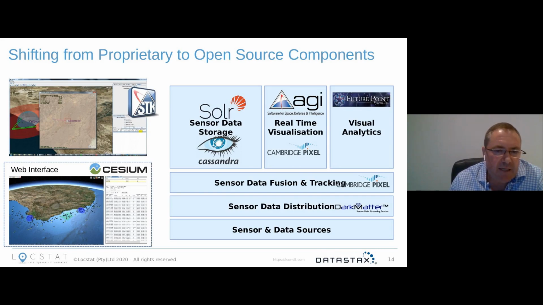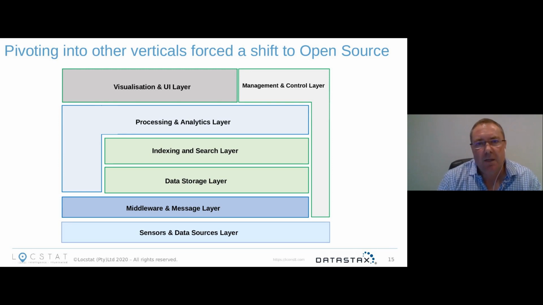But at that stage, we made a shift from more military applications to the commercial sector. And in that pivot, we realized that we had to re-architect our environment and make it more cloud compatible. And I think importantly, how we did that was to follow a very structured, layered approach that would drive this strategy of ours to look for open source components that we could use in this space to build Lockstat on top of. So obviously, we decided that we would look for products from the middleware message layer upwards, data storage layer, indexing and search layer, processing and analytics layer, and then of course visualizations, UI, and the management control layer.